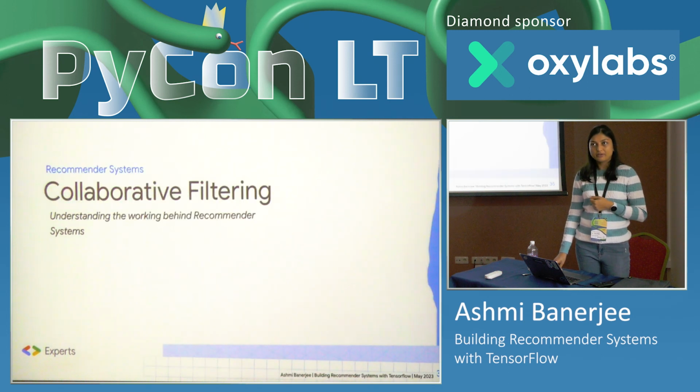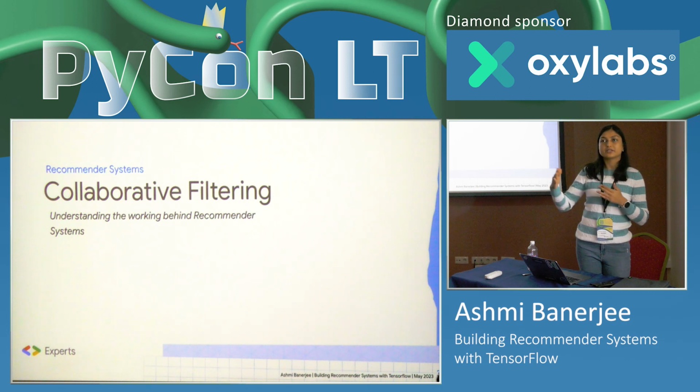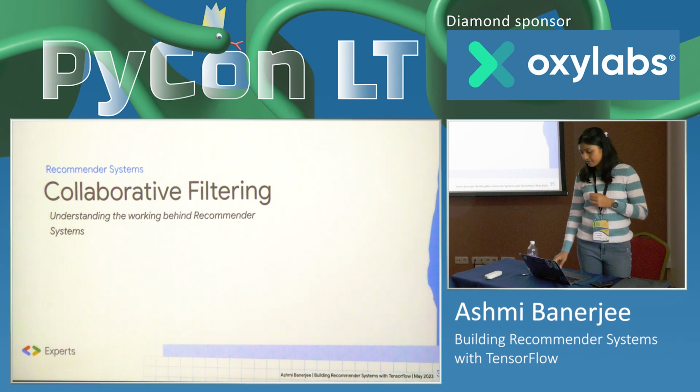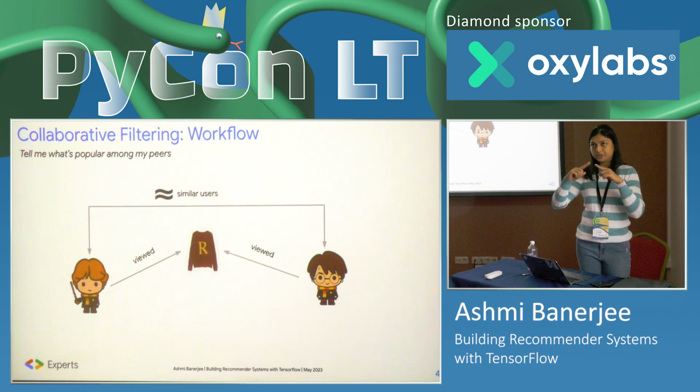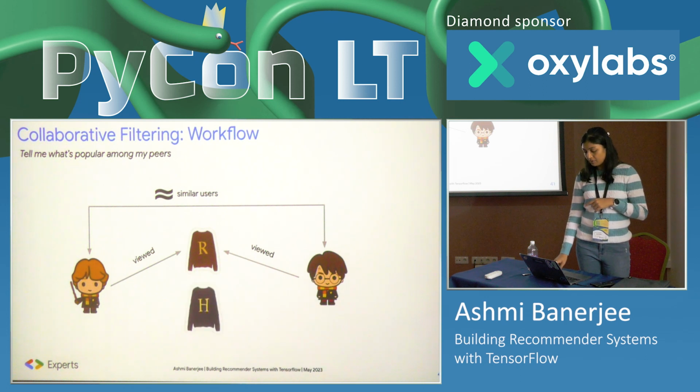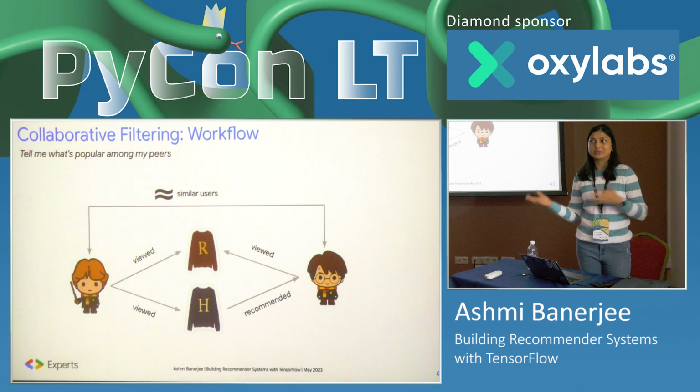Next comes collaborative filtering. It is basically like, other users who are similar to me have liked so and so, so maybe I will also like that. That is the intuition behind it. So for example, we have Harry and Ron, who are similar users, and both of them viewed this R jumper. Then we have this H jumper, which is viewed by Ron, but then it gets recommended to Harry because they are similar users. So the recommendation model thinks that if Ron likes something, then Harry will also like it.